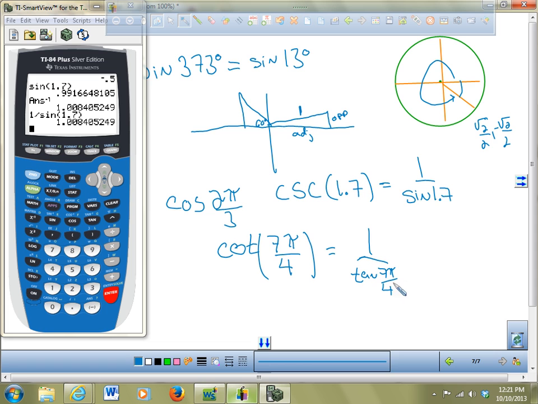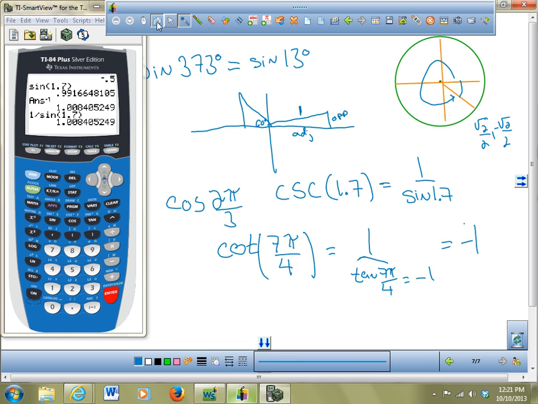So what's the tangent of that? What's y over x? What's negative root 2 over 2 over root 2 over 2? Negative 1, okay? What's the reciprocal of negative 1? Negative 1. So that's equal to negative 1. So you should be able to do that by looking at your unit circle without a calculator, okay?